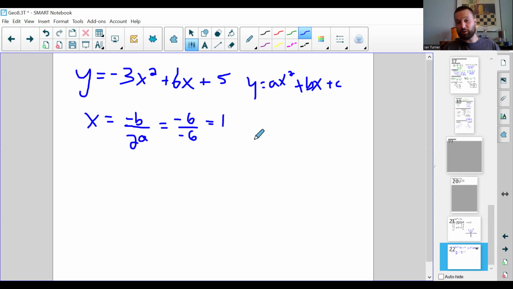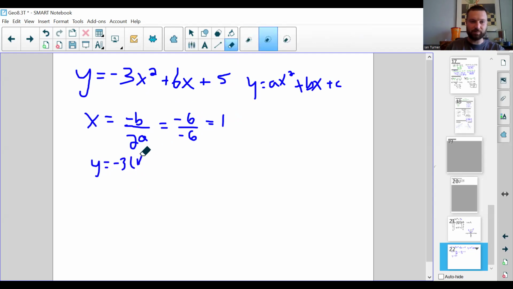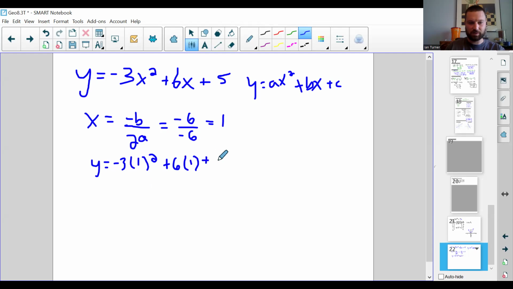But we still haven't found our vertex yet. This is just the x coordinate of the vertex, so we've got to plug this in. We're going to say y equals -3 times 1. Whoa, we went off the rails. It's gone horribly wrong, folks. Okay, y equals -3 times 1 squared plus 6 times 1 plus 5.